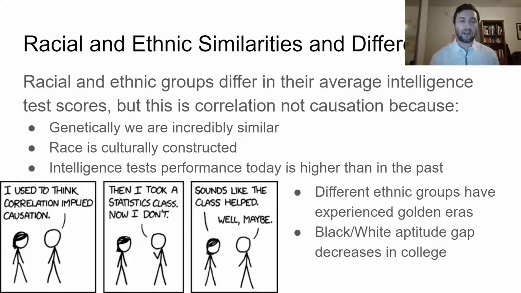You spend like 90% of a world history class talking about Europe, and the other 10% maybe you talk a little bit about Africa and a little bit about Asia and then a little bit about North America, and that's kind of it. But the reality is all of those different races and ethnic groups have had golden eras.